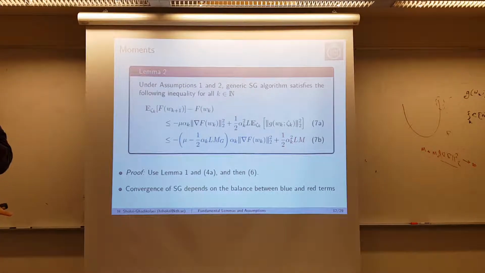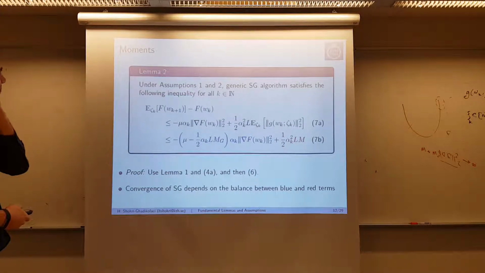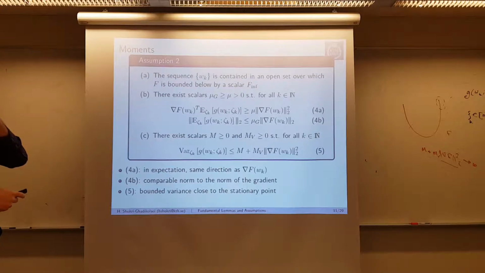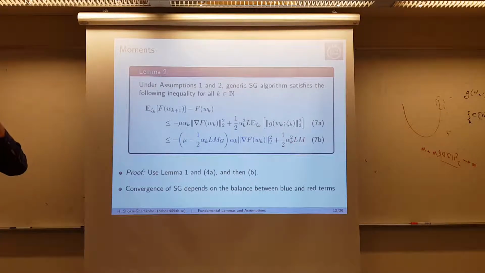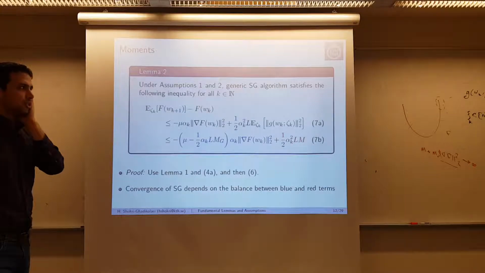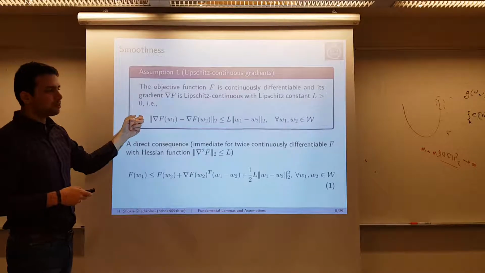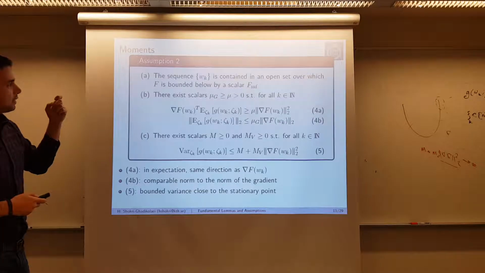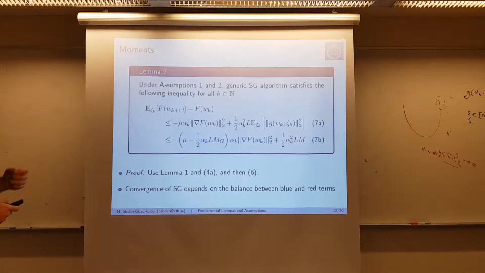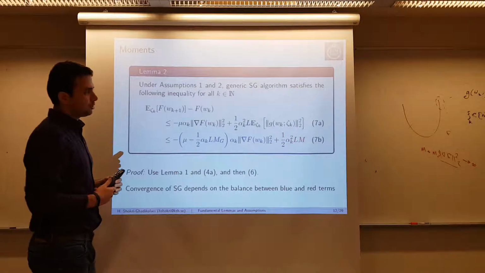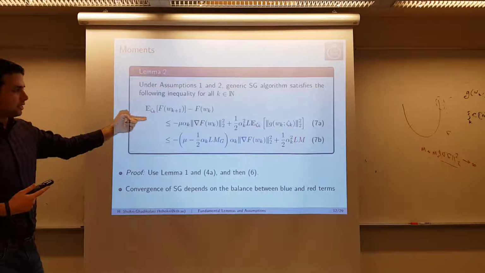Everything clear so far? Sorry for lots of notation and assumptions, but we do need that. So, Lemma 2. Lemma 1 was about smoothness of the functions, about the moments of the function. In Lemma 2, we now use Assumption 1 and Assumption 2. Again, what was Assumption 1? Assumption 1 was this guy, Lipschitzness of the gradient. And Assumption 2 was this set of 3 assumptions. Given these 2 assumptions, we can show that our generic stochastic gradient algorithm will satisfy this inequality.